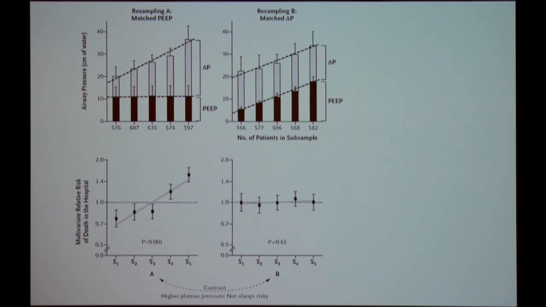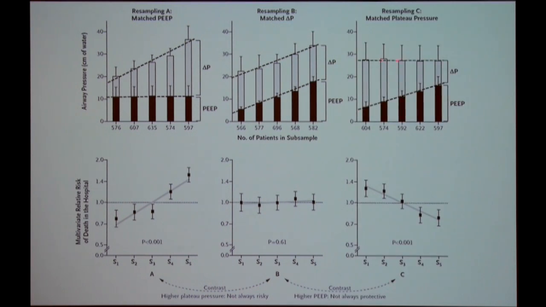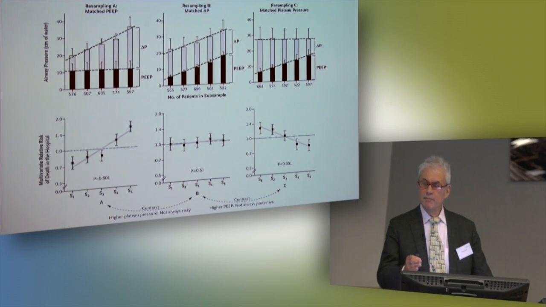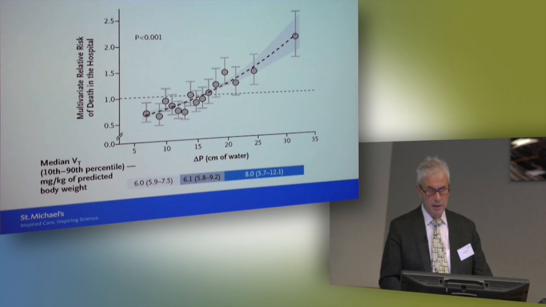Look at the next slide, though. This is interesting. This is now the increase in plateau pressure, which is roughly the same as the increase here. But now PEEP is increasing, so delta P is remaining constant. And as you can see, when that happens, no change in mortality at all. And what happens if we now keep plateau pressure constant while delta P decreases as PEEP increases? As you can see, there's a decrease in mortality. So these data suggest delta P looks like it's a pretty good marker of mortality in patients with ARDS.